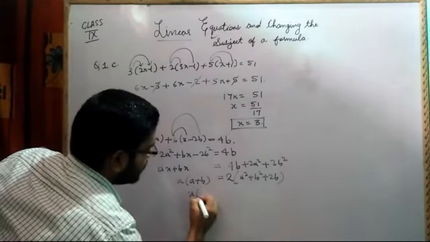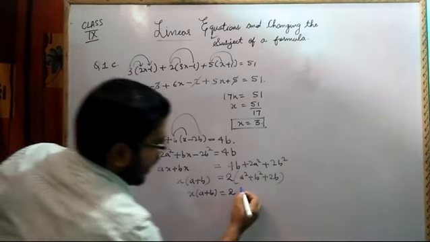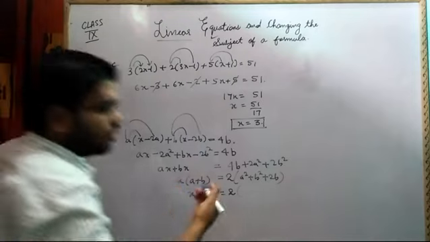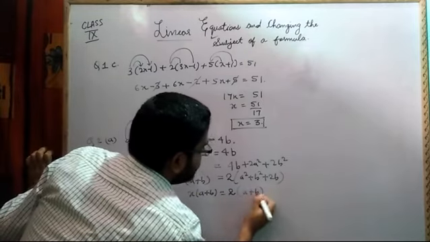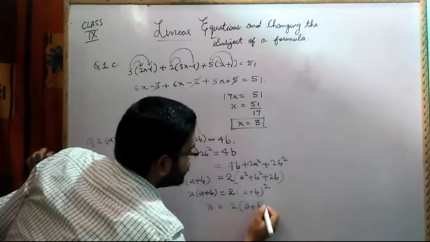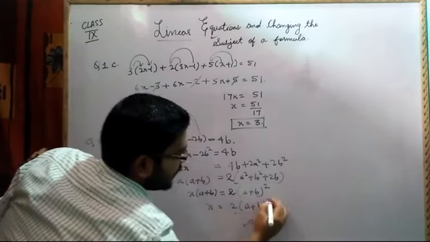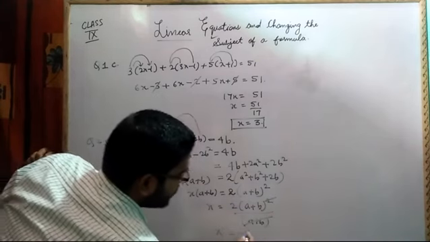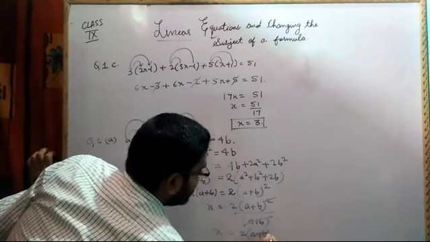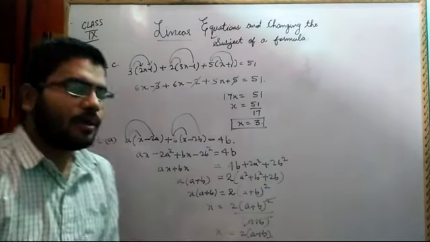Now you see, x into a plus b is equal to 2 times a plus b whole square. So x will be equal to 2 into a plus b whole square, divided by a plus b. So a plus b cancels out, the square cancels out. So x is equal to 2 times a plus b. I hope it is clear. x is equal to 2(a + b).